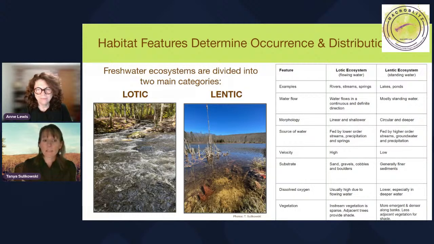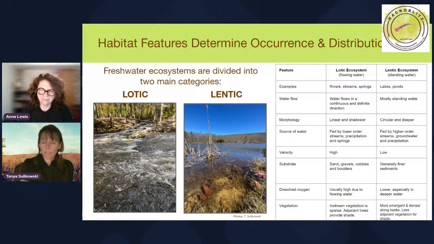In a lentic system, like the lake pictured on the right, we have mostly standing water. Typically, it's circular and deeper, fed by higher order streams. Groundwater is often an important source of water there, and of course, precipitation. The water is going to move a lot slower there. We have finer sediments, and so we have much lower dissolved oxygen typically in lentic systems like that one.